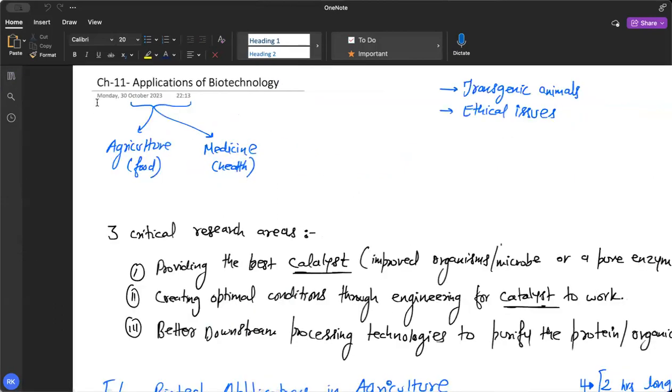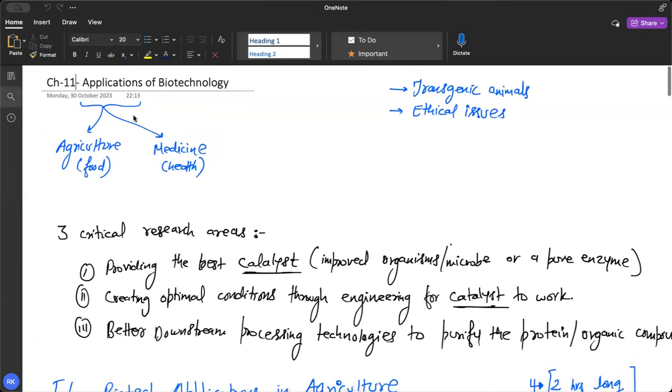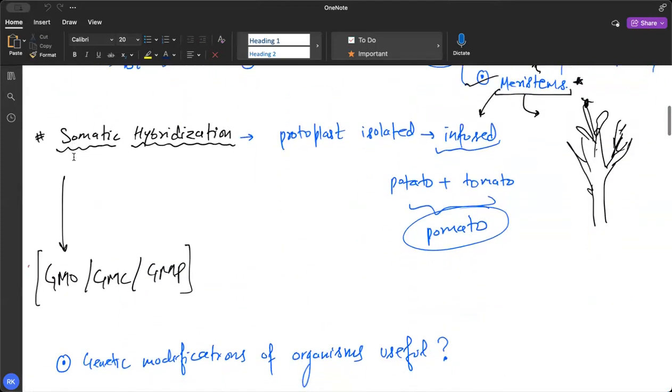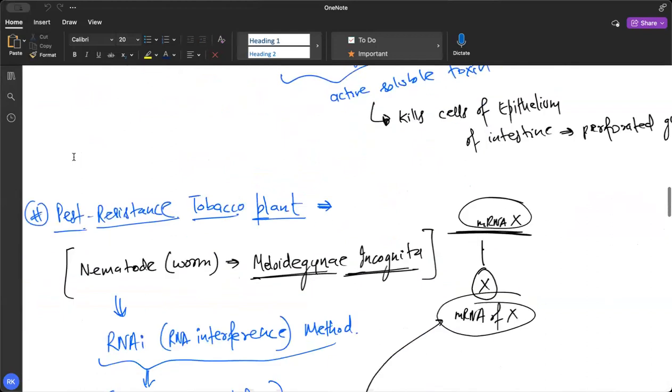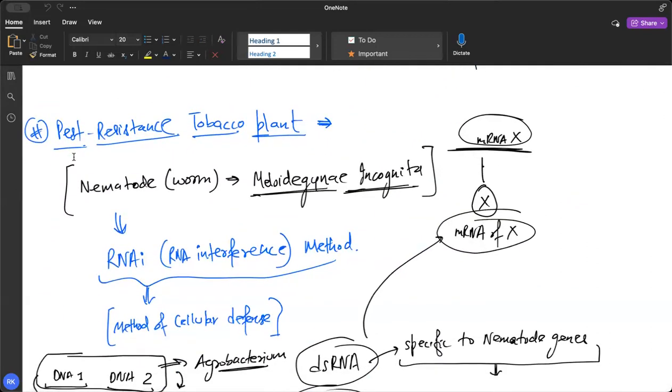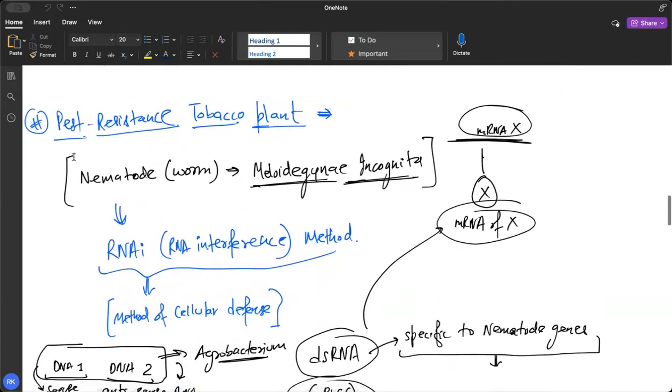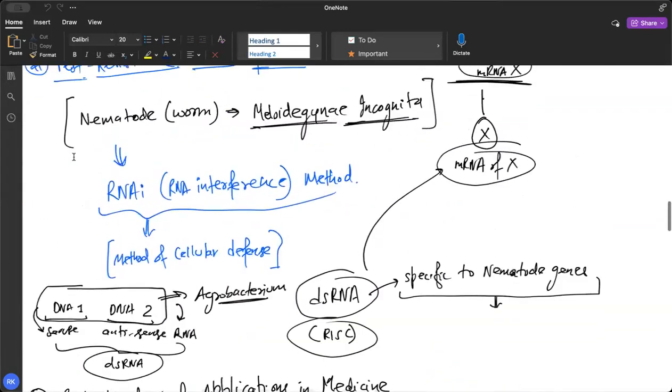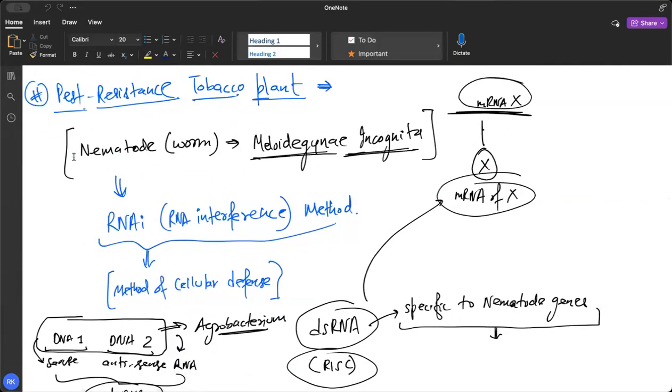In applications, whatever you have studied in principles, we are just going to apply it in two fields, agriculture and medicine. And I think this is where Iram had a doubt, right? In agriculture, using RNA interference, right? Okay, perfect. So I think we did RNA interference for pest resistance in the tobacco plant, right? Yeah. So this is just an example, but you can apply RNA interference for many other different things also.